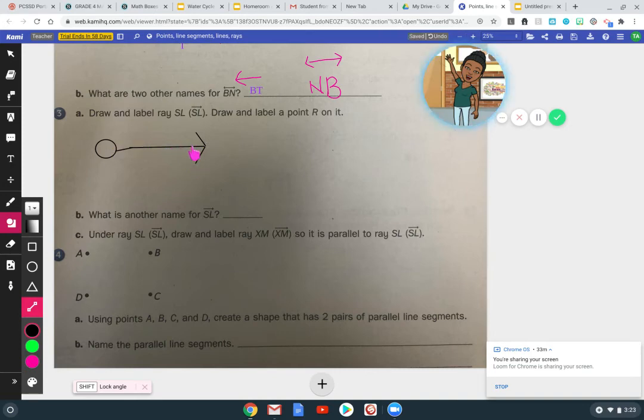So I drew my ray. Label it at this time. Where will the S go? Where is the L? Pay attention to our arrows. At this time, on your own Kami, label this S and L point. Use your text tool for the S and L.